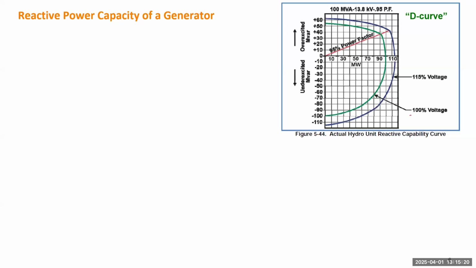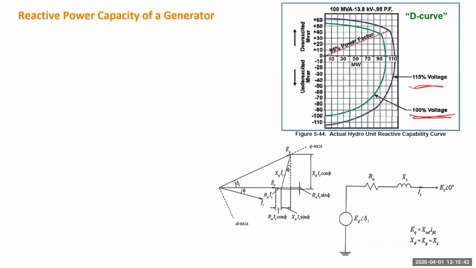So if you operate at 100% of voltage, that will be the green boundary. If you can increase the voltage without changing the current, that will give you more power, so it can become the blue boundary. But anyway, there's such a boundary. You have to make sure not to go outside of the boundary. So how do we prove or derive such a curve?